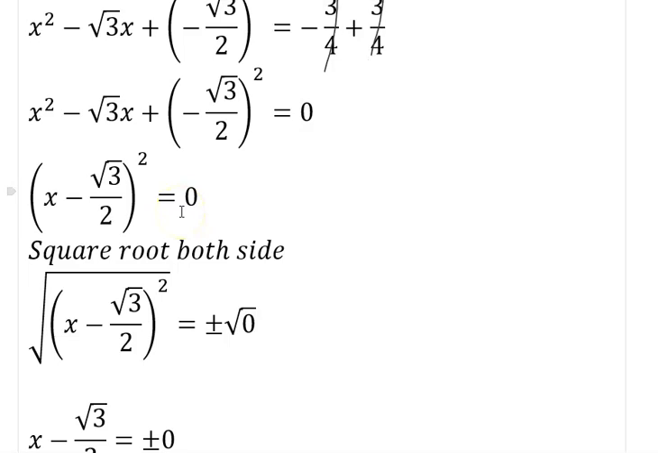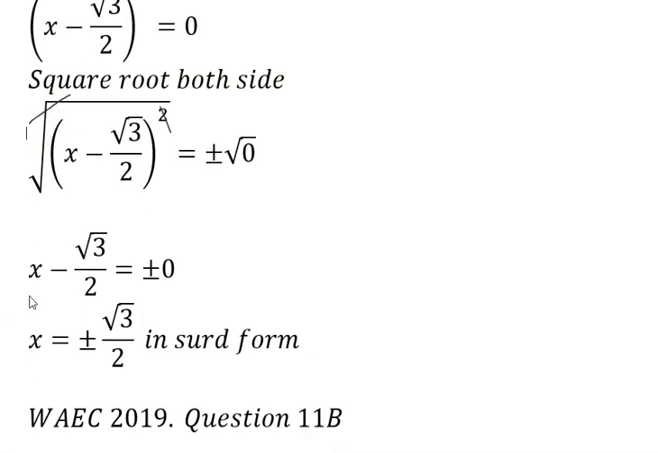So, now, having done that, we want to remove this square. How will you do that? You square root both sides. You square root here and square root here. Plus or minus. So that our square can cancel out the what? The square root. Beautiful. So we'll be left with what? X minus root 3 over 2 plus or minus 0. Because square root of 0 is still 0. So we have to leave it in short form.